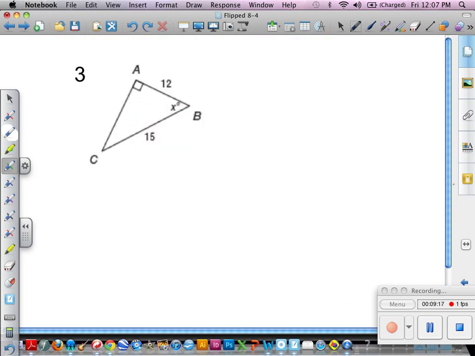Let's take a look at our last problem. This time we're given a hypotenuse, we're given a leg, and we're looking for the angle. So this one has a new twist to it because I'm looking for the angle. So 15 is the hypotenuse. 12 is right next to the x. That's the adjacent. I don't know if anybody was thinking that 15 could be an adjacent, but the hypotenuse is always across from the right angle. So that has to be the hypotenuse 15.